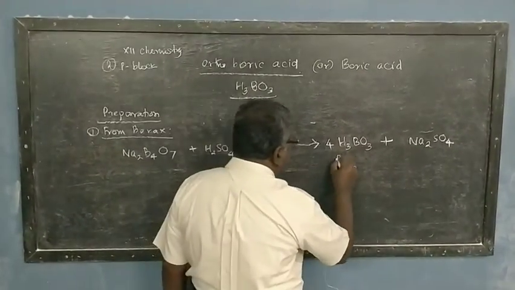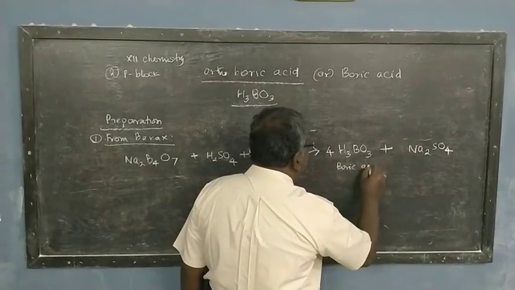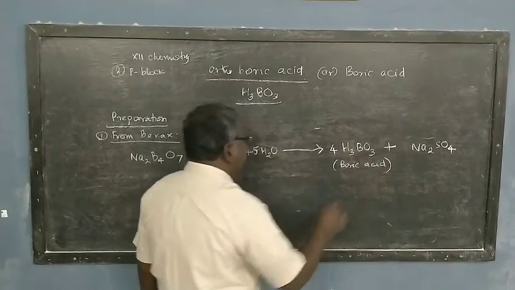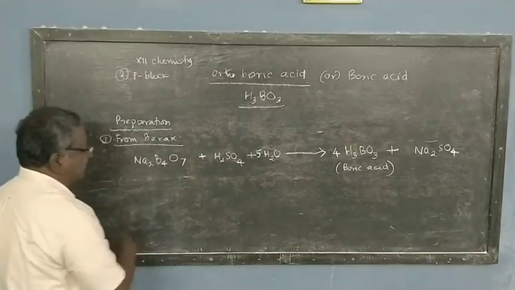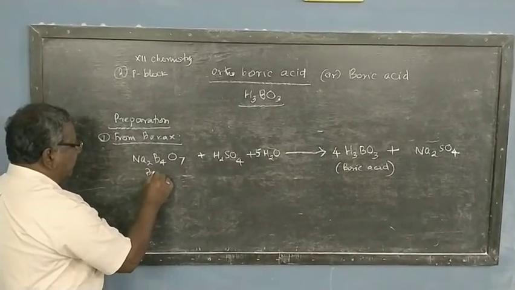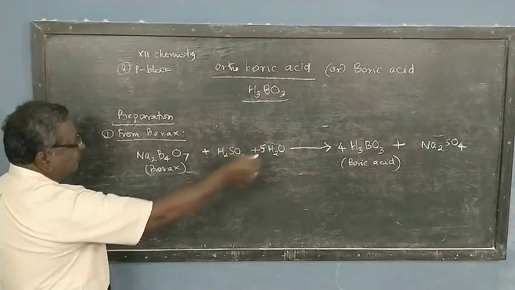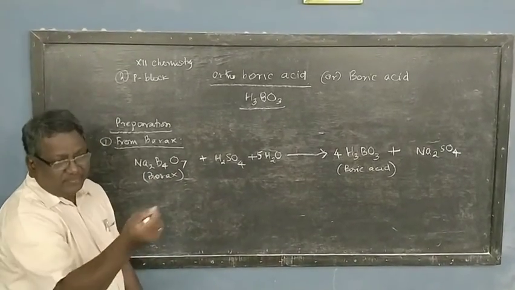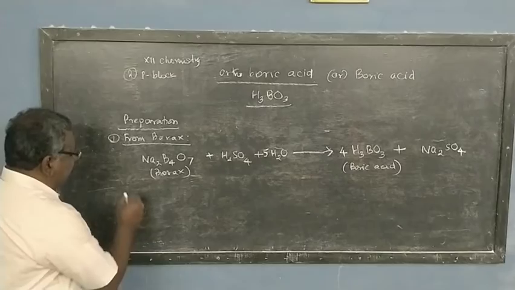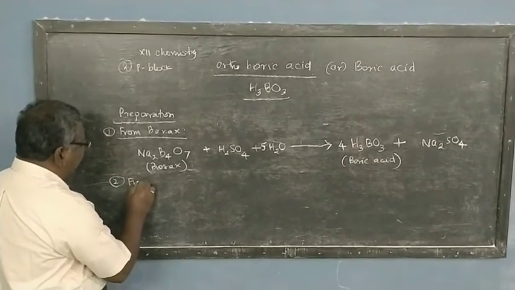So this is how boric acid is prepared. In the exam also you should not write only the equation, you should write one statement also about this: borax on heating with dilute sulfuric acid will form boric acid. One statement you have to write, right? Then the second preparation is done from colemanite.